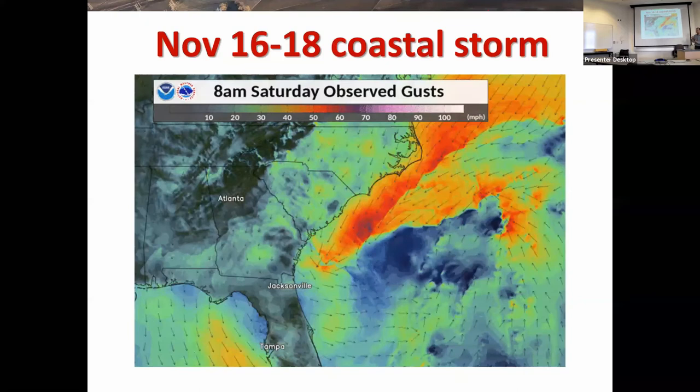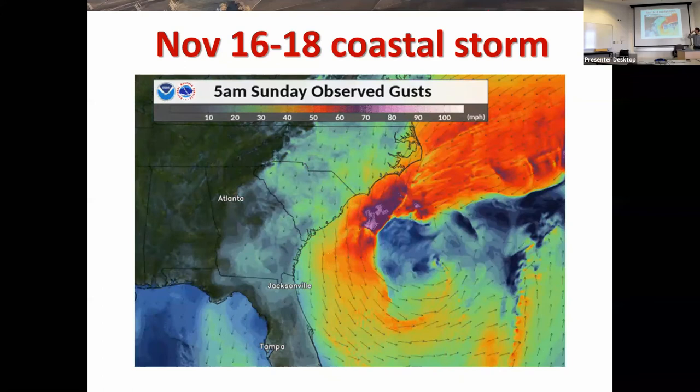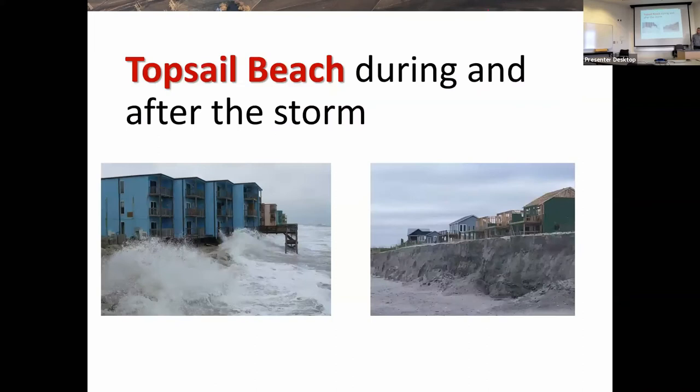and it was never classified as either tropical or subtropical. But the reason I'm putting this here is because there was some extensive flooding and beach erosion. As we can see in Topsail Beach, this is before and after the storm, lots of the beach is gone.